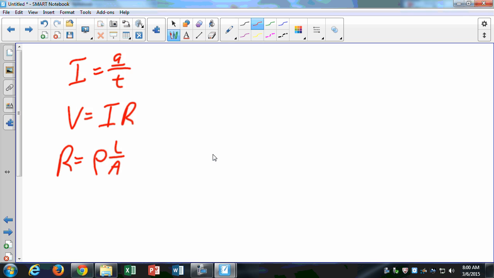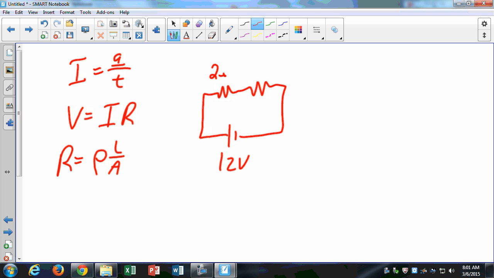Okay? You okay with this? You have some basic resistors in series or parallel. You'll have two of these, one of each. Say something like this, 12 volts, 2 or 3 resistors. Let's say this is 2 ohms, 4 ohms. What is the current? What is the voltage across each of these? What's the current in these resistors?